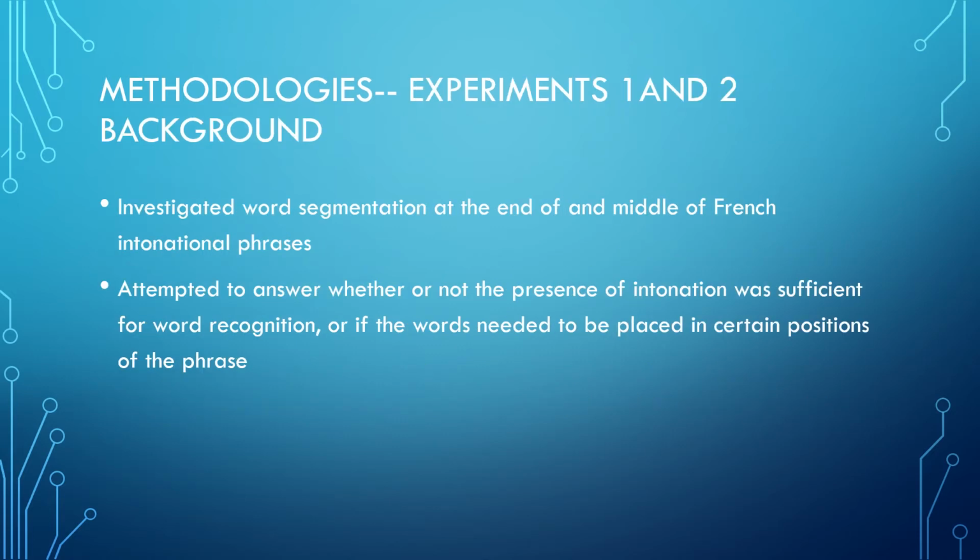In the first 2 experiments, word segmentation was investigated at the end of and the middle of French intonational phrases, aiming to answer the question of whether or not having intonation present was sufficient for word recognition, or if the words needed to be placed in a certain position of the phrase.